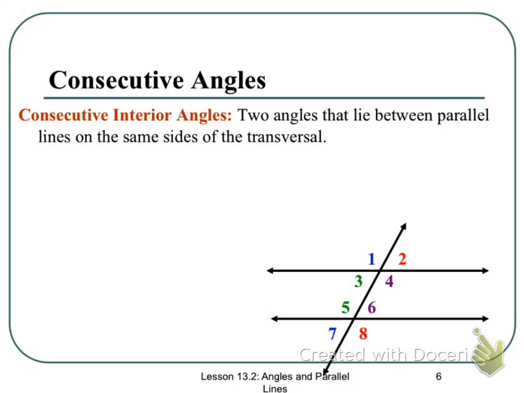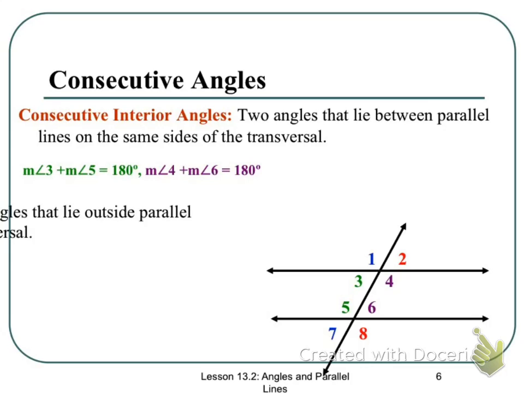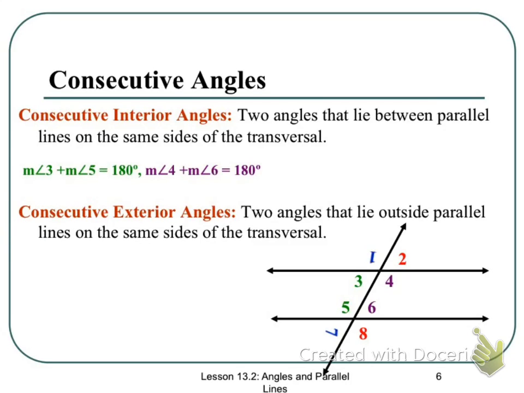Okay, when we're talking about consecutive interior angles, they are 2 angles that lie between parallel lines on the same side of the transversal. So we can see we're talking interior, so inside the parallel lines, 3 and 5 and 4 and 6. 3 plus 5 equals 180 and 4 plus 6 equals 180. And then we also have the exterior angles. Same rule applies. When you add them together, they will equal 180. So 1 and 7 is 180, and 2 and 8, 180.